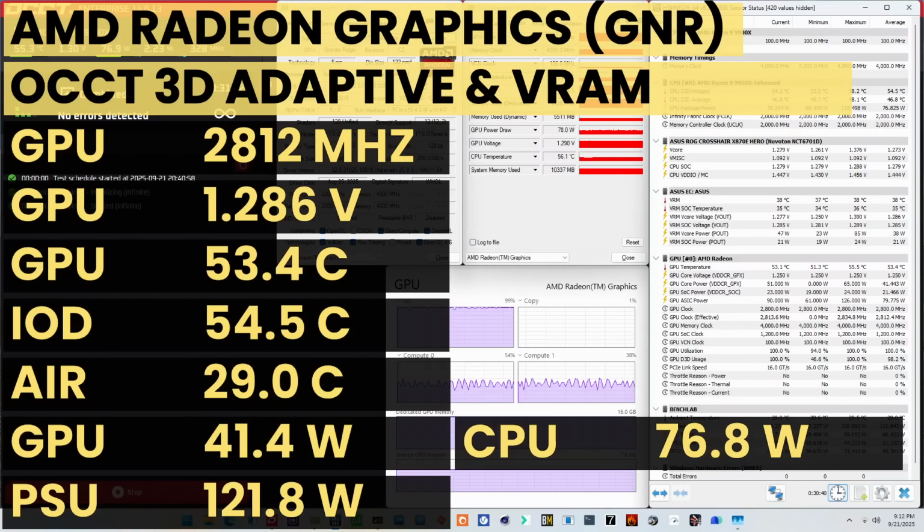Returnal. When running the OCCT 3D adaptive and VRAM combined stress test, the average GPU effective clock is 2812 MHz with 1.286 volts. The average GPU temperature is 53.4 degrees Celsius. The average GPU core power is 41.4 watts.